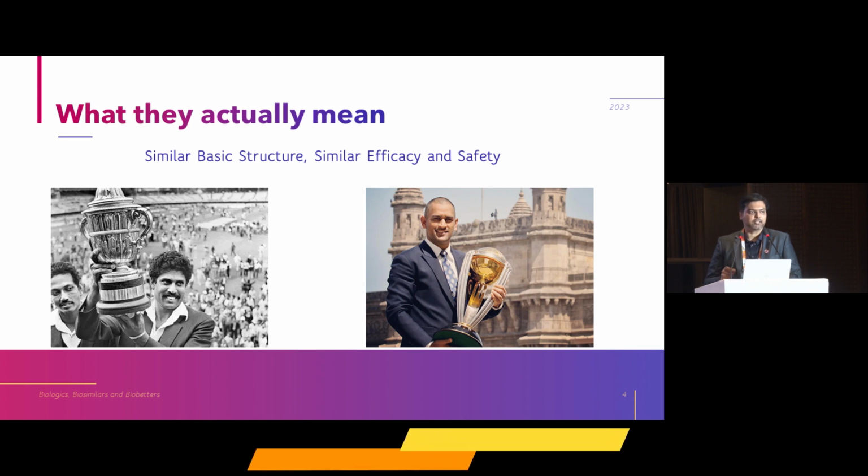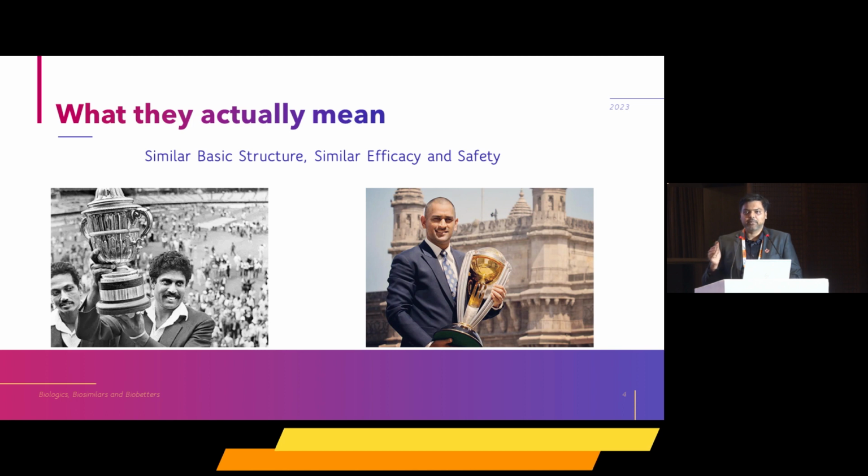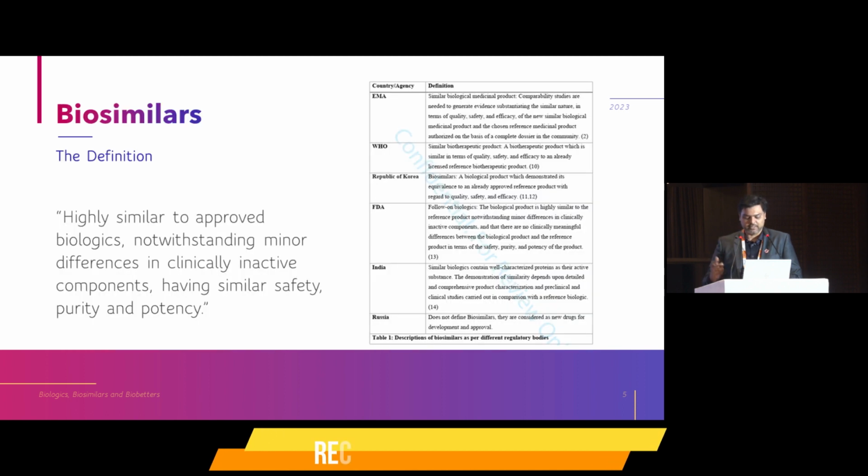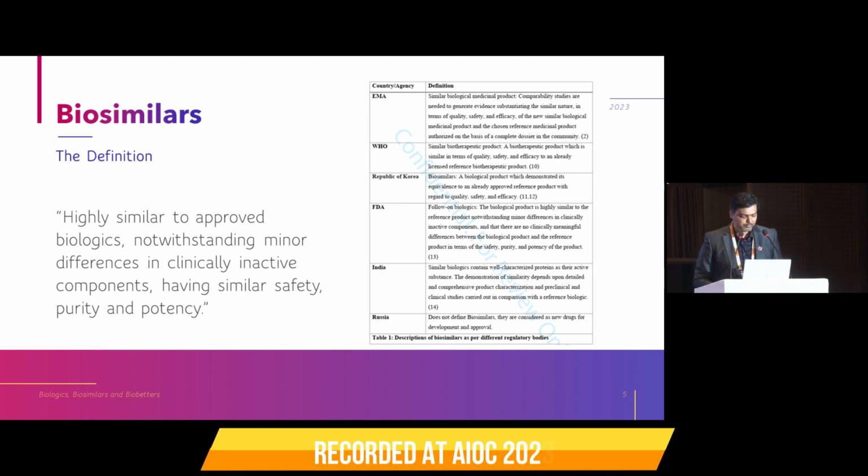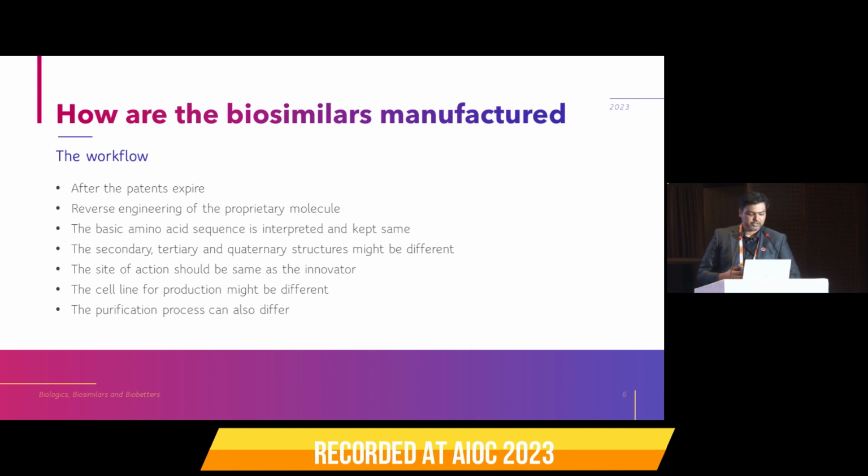That is the baseline. Even if it does not have the same quaternary structure, it has the same primary action site, the same secondary action site, the same efficacy and the same safety. By definition, there is no standard definition across all the medical agencies, but the crux is: highly similar to approved biologics, notwithstanding minor differences in clinically inactive components, having similar safety, purity, and potency. So how are they manufactured?